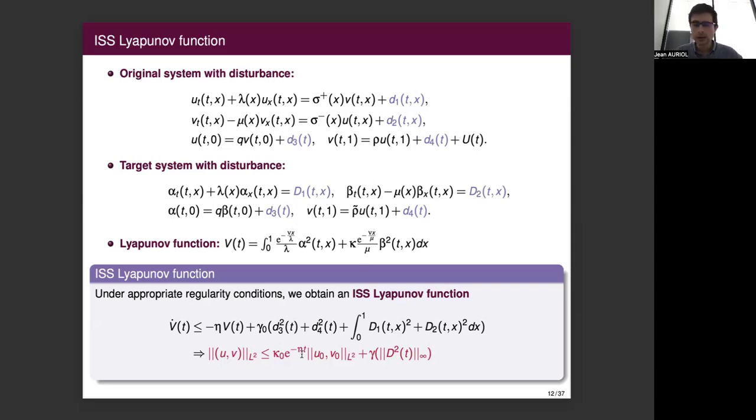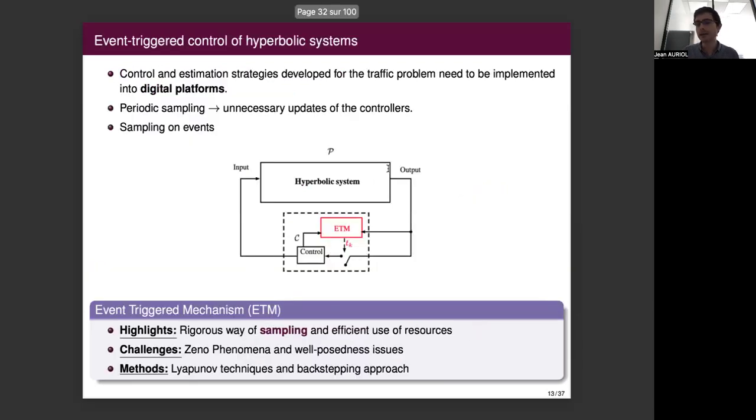So this equation is extremely useful, and based on this Lyapunov analysis, several advanced control techniques have been developed. I'm going to show you how this analysis can be used to guarantee exponential stability for some advanced control strategies. The first one is the event-triggered control strategy. Basically, the control and estimation strategies developed for the traffic problem, among others for hyperbolic systems, need to be implemented at some point on digital platforms.